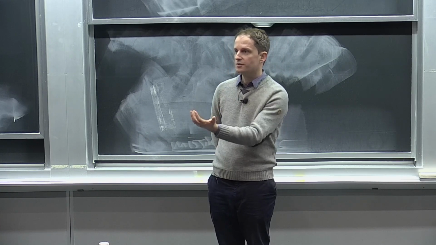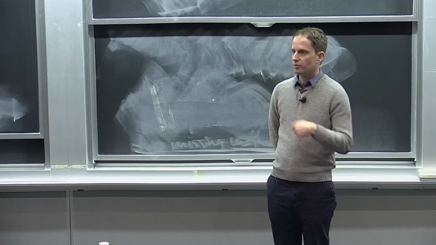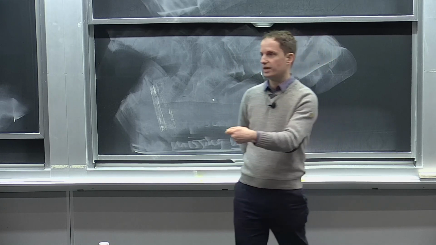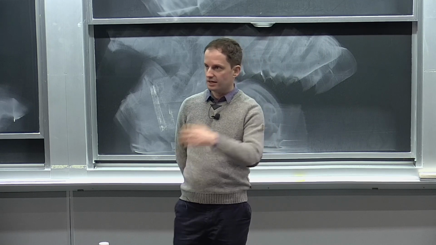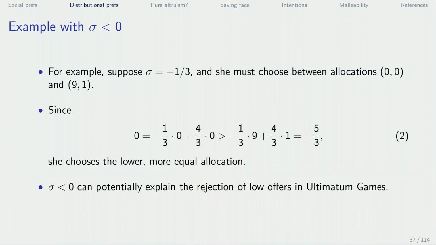So in some sense, if I ask you questions using the strategy method, as we did, about at what threshold you would reject an offer, and I assume your preferences look like this, I can essentially back out your sigma.